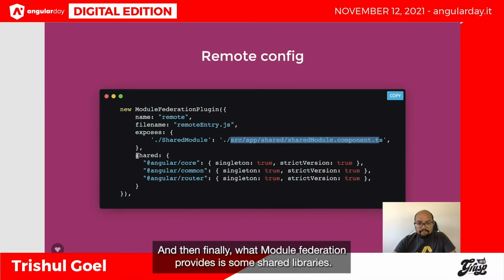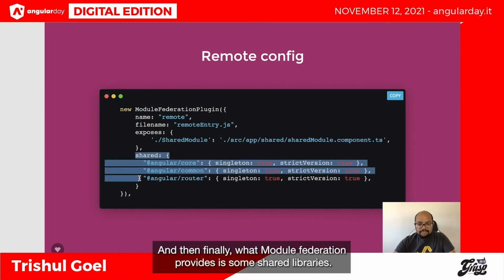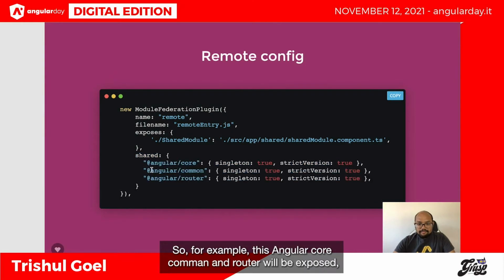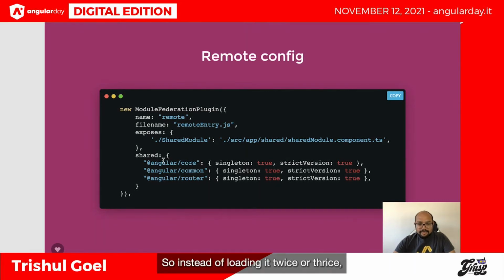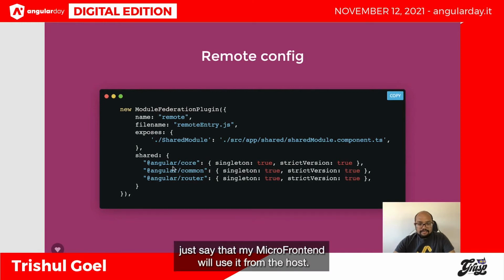And then finally, what module federation provides is some shared libraries. So for example, this Angular core, common, and router will be used in the microfrontend as well as the host. So instead of loading it twice or thrice, just say that my microfrontend will use it from the host. So do not load the instance of Angular from the microfrontend.